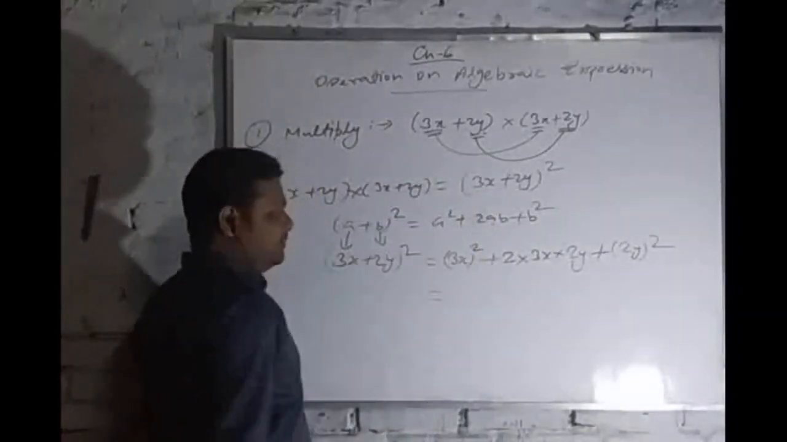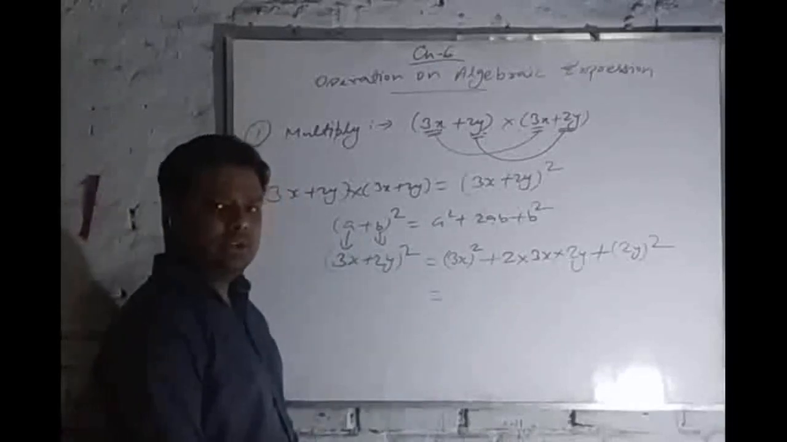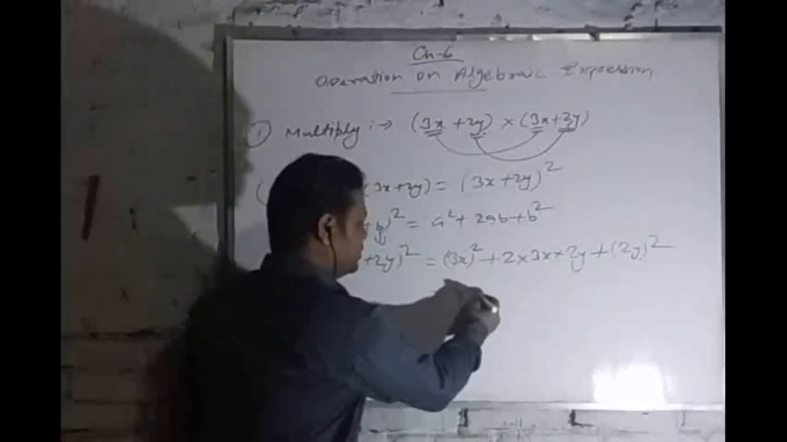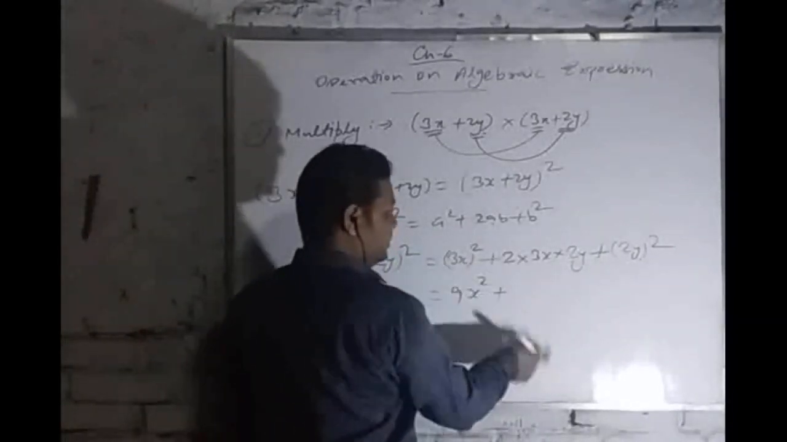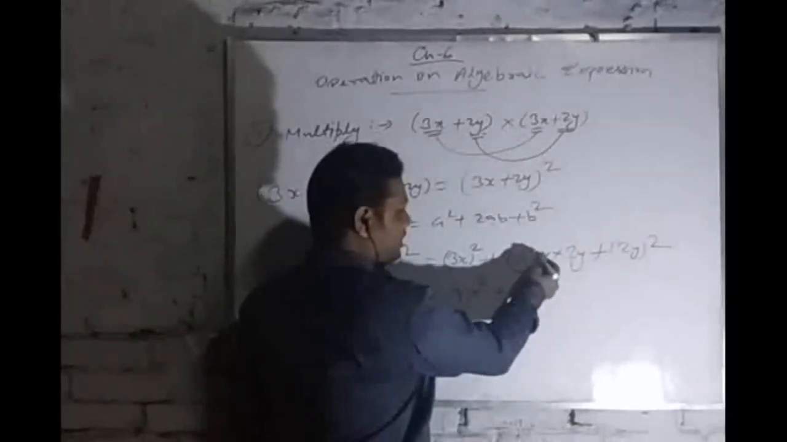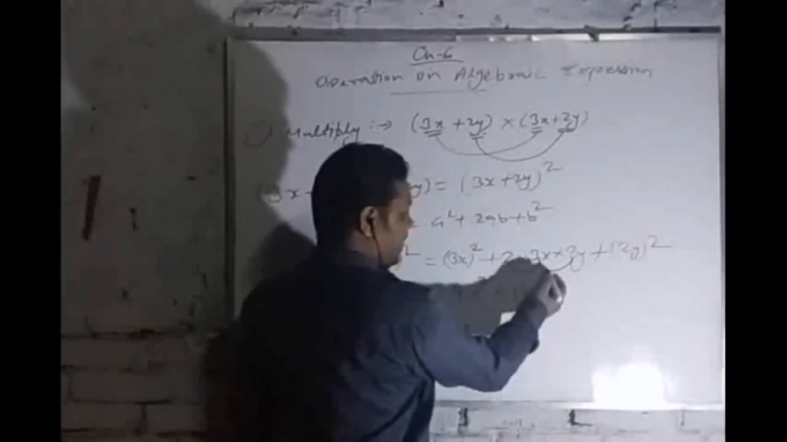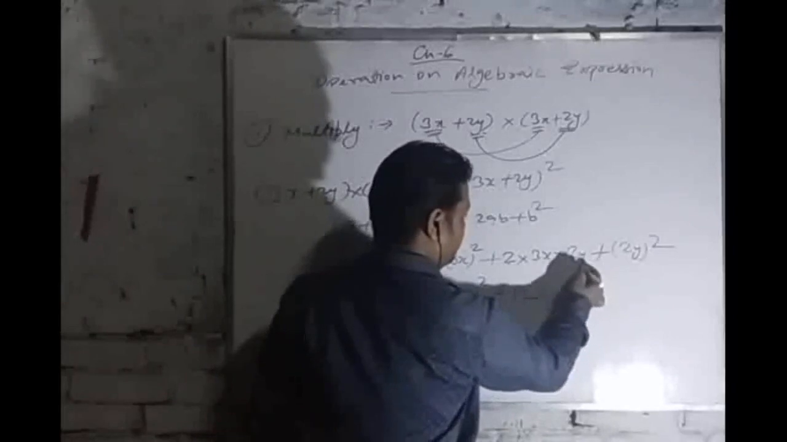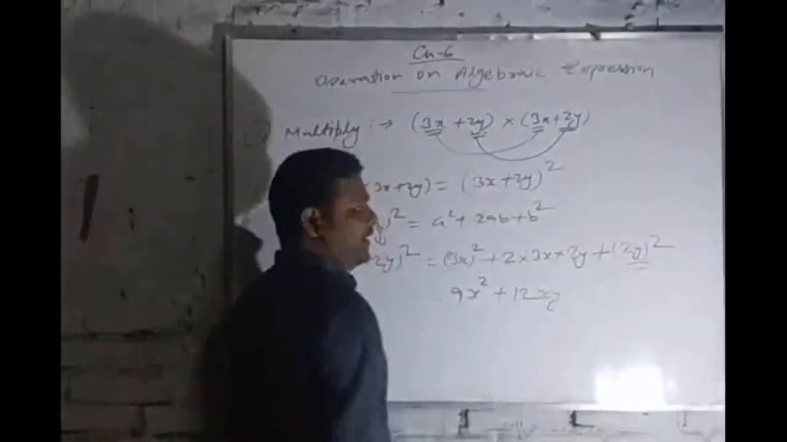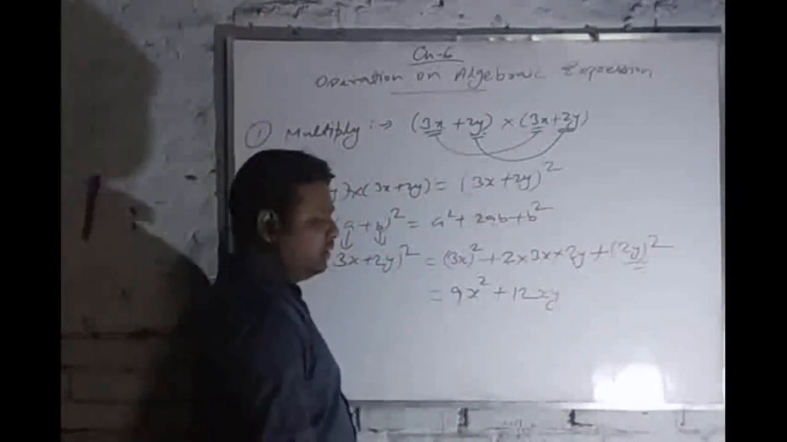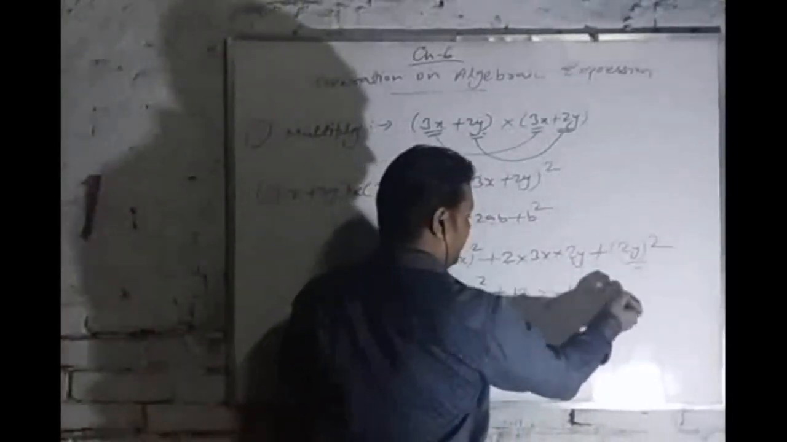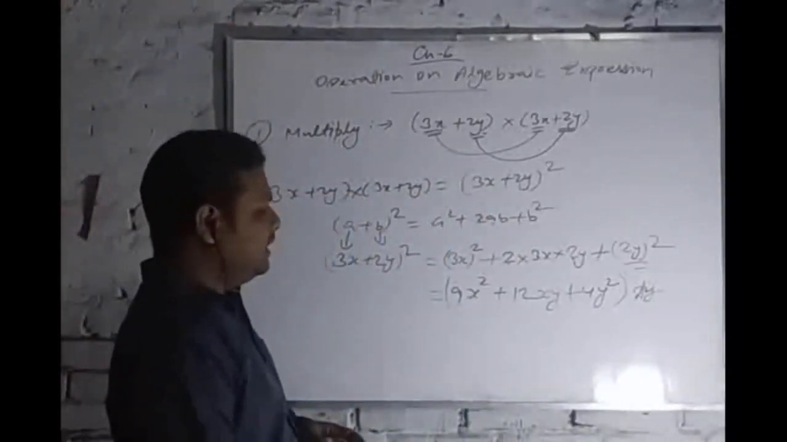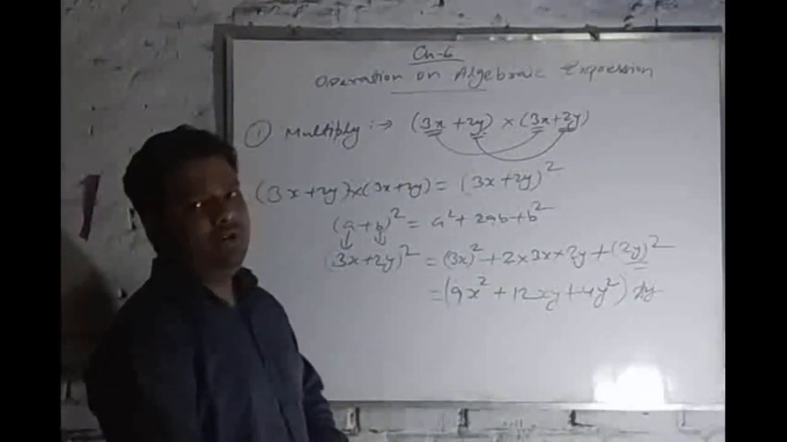Then whole square means 3x into 3x: 3 into 3 is 9 and x into x is x square. Then plus, multiply all the constant numbers at first: 2 into 3 is 6, 6 into 2 is 12, and x into y, xy. Okay. Now 2y square, that is 2y into 2y, then 2 into 2 is 4 and y into y is y square. So this will be our answer. Directly we will use the identity and it will be easy to solve if we use the identity.